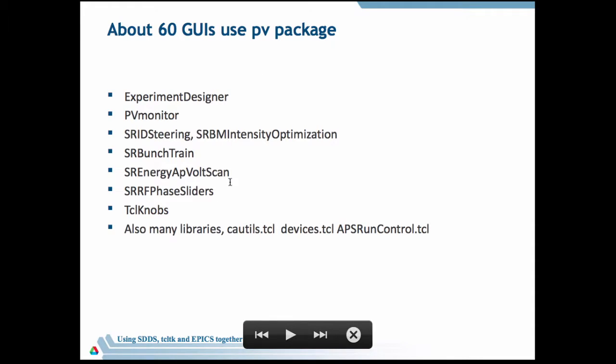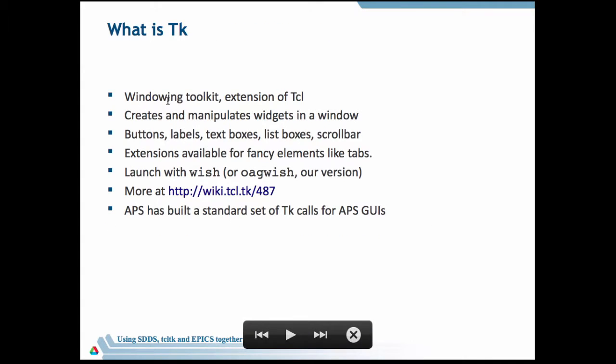And the PV package is used in other libraries, which are called by the GUIs. Now, I talked about Tcl, now Tk. Some of you may already know Tk because it exists in other scripting languages. It's basically a windowing toolkit. It creates and manipulates widgets in a window, and a widget could be a button, an entry box, a label, a scroll bar. Could even be tabs, like we see in a regular Firefox browser. There are tabs in toolkits.